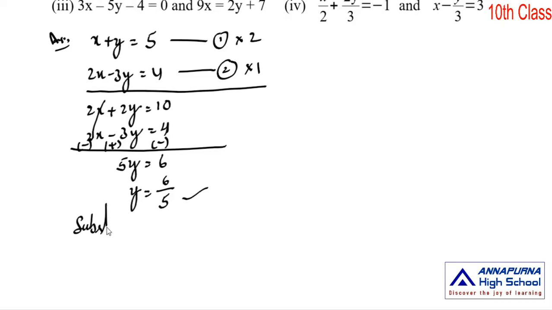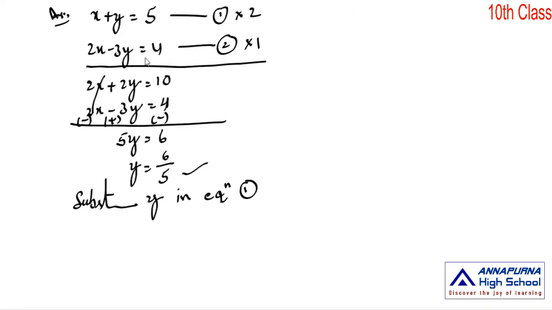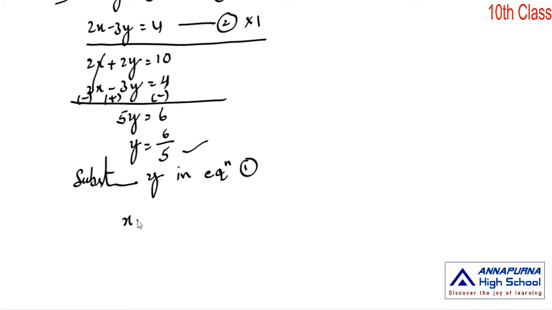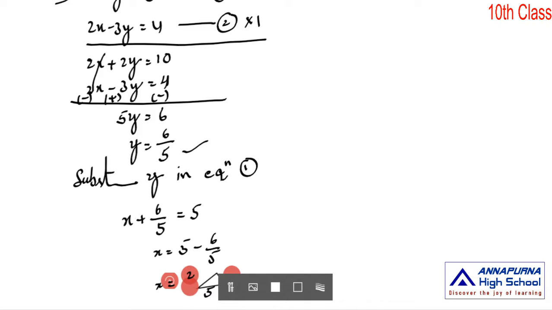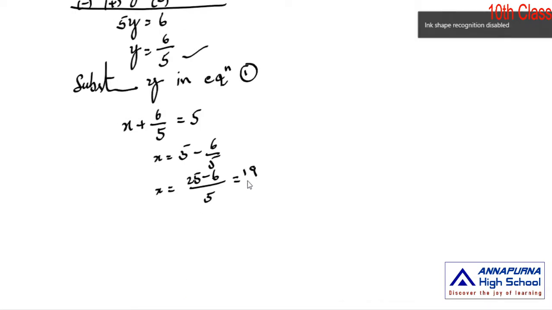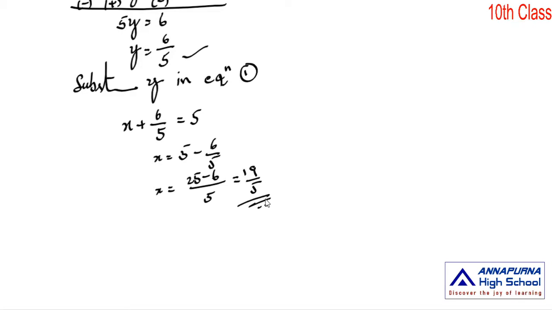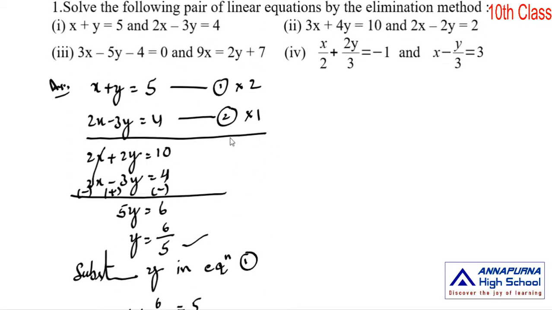Now substitute this y value in equation 1 or 2. Generally we substitute that y value in equation 1. What is the first equation? x plus y is equal to 5. So x plus 6 by 5 is equal to 5. So x is equal to 5 minus 6 by 5. x is equal to, the LCM is 5, so the numerator is 25 minus 6, so x is equal to 19 by 5. So this is the solution. And now let's take the second pair.